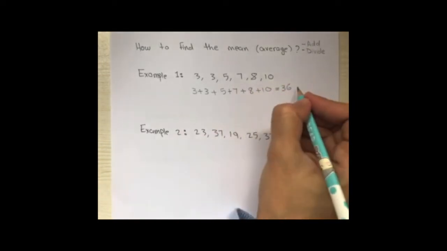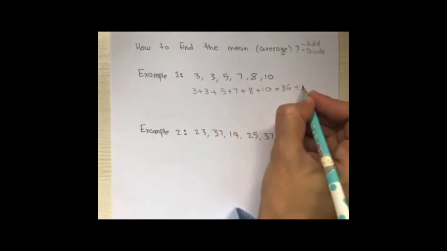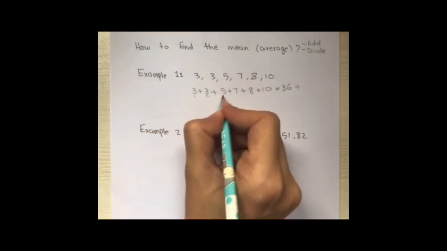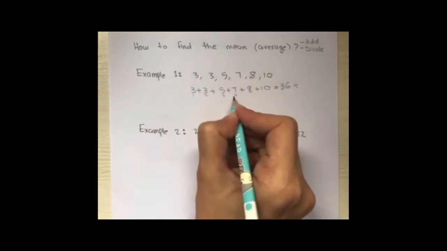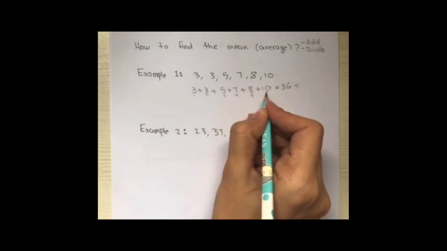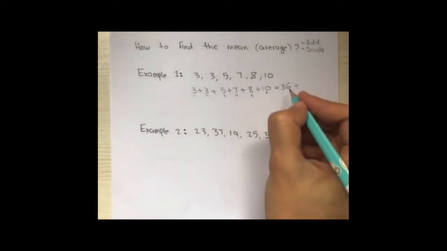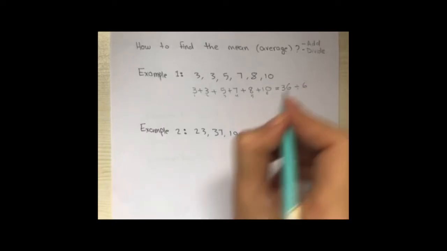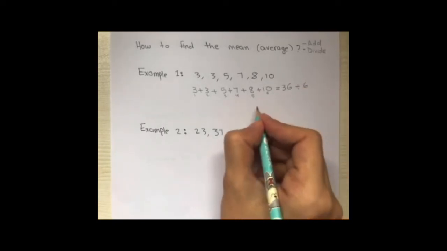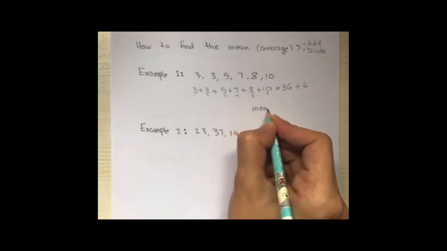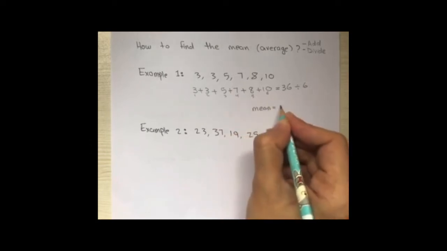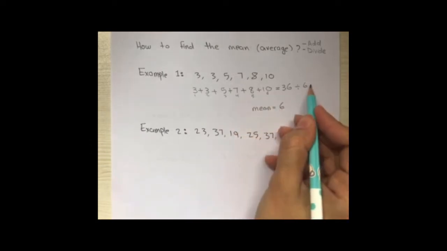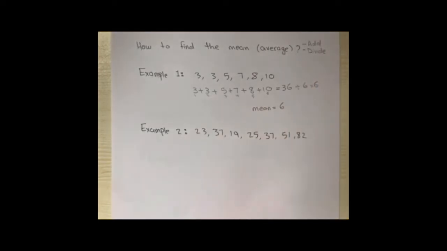Step 2, divide. So you will divide 36 by how many digits in your data? 1, 2, 3, 4, 5, 6. So you will divide 36 by 6. The answer equals 6. So the mean equals the answer of the division, which is 6.